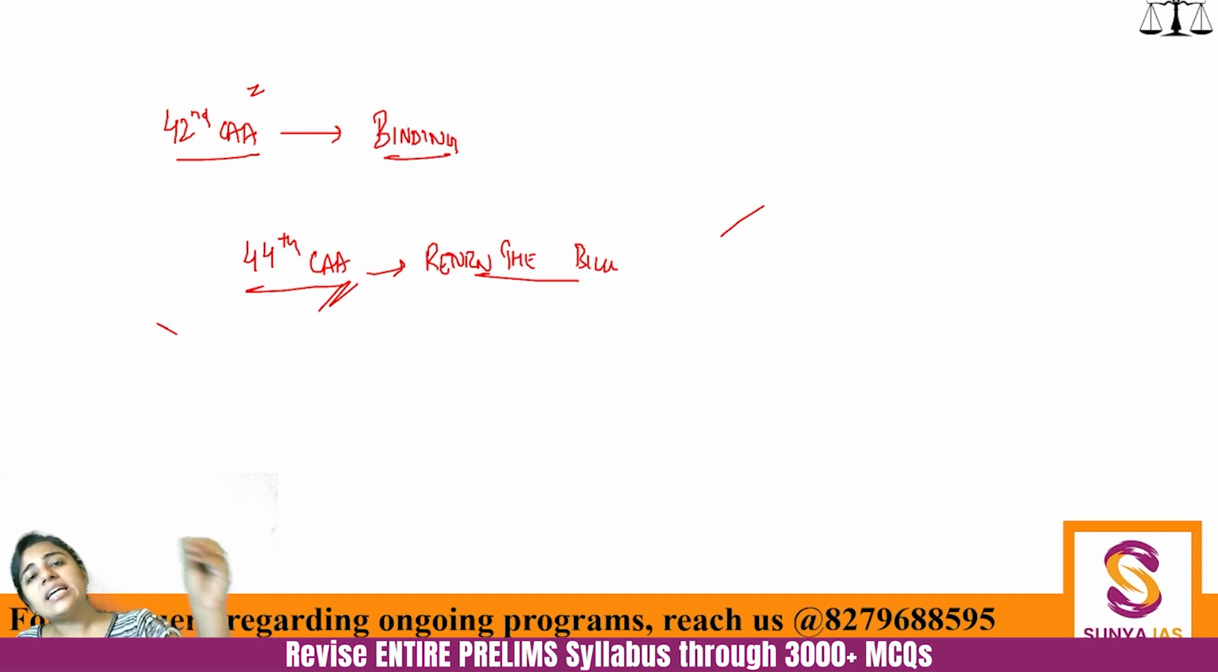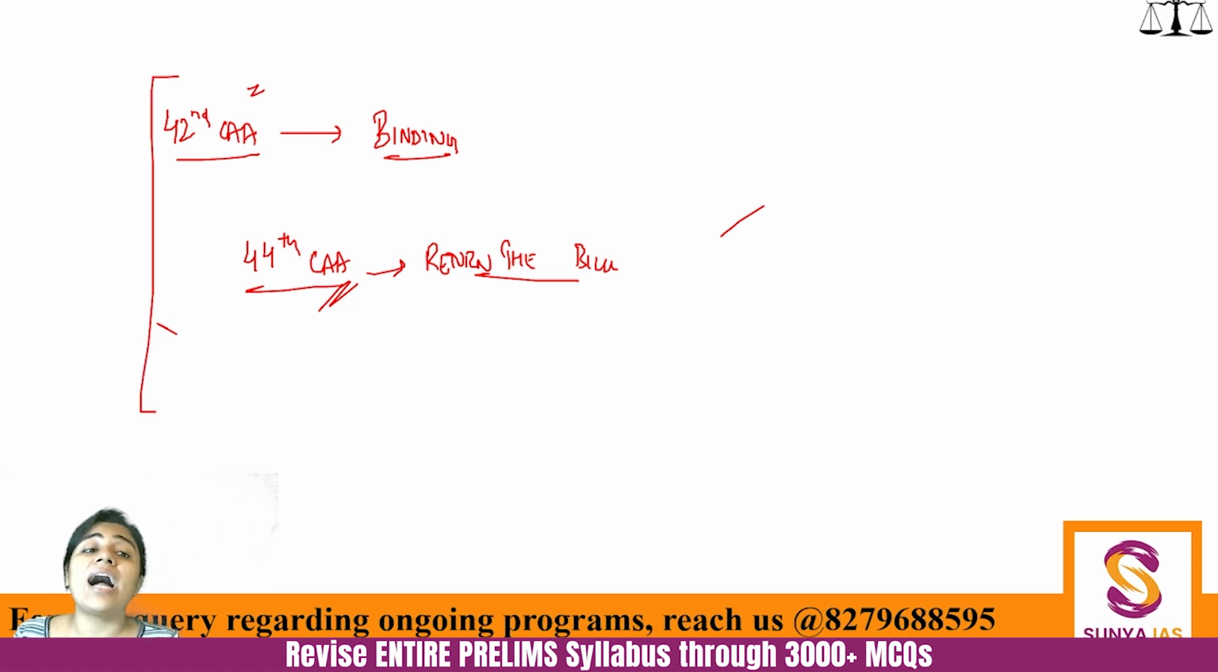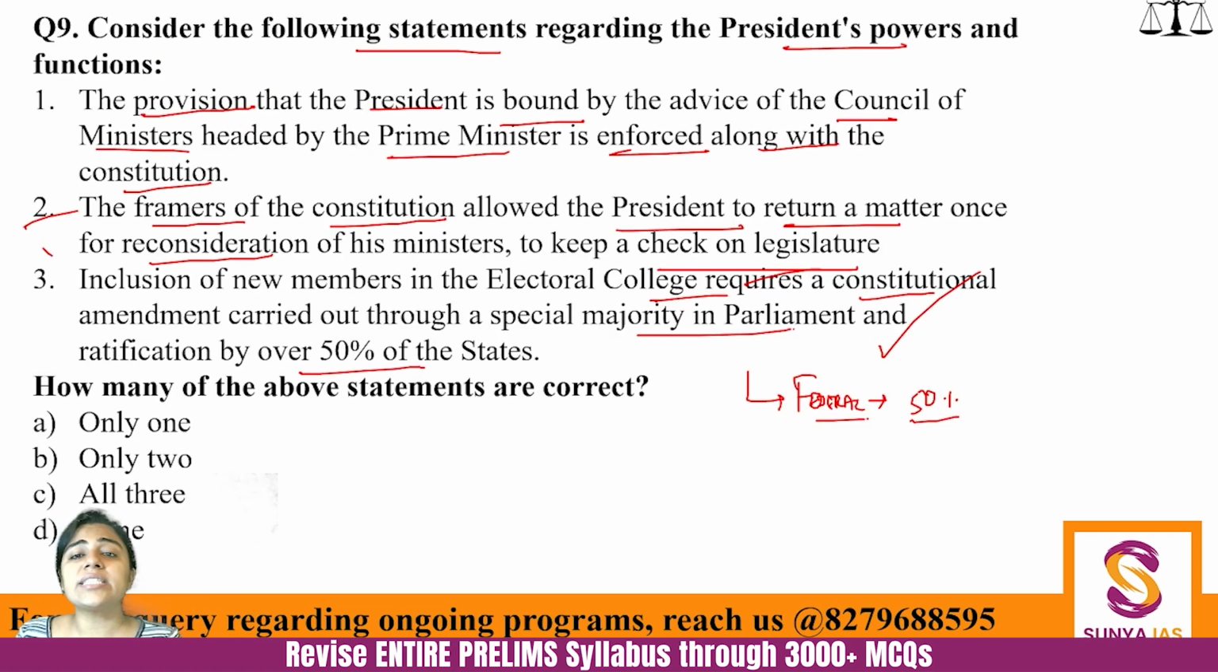Okay, if it comes back to you in any form, in the same form or in a revised form, you have to accept it. Okay, so they gave some kind of power, but both these were enacted much after the constitution came into commencement, and that is why the first statement becomes incorrect, that it was not enforced by the constitution. It was by the 42nd Constitutional Amendment Act.